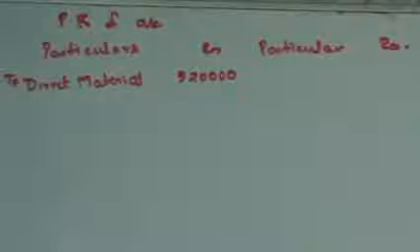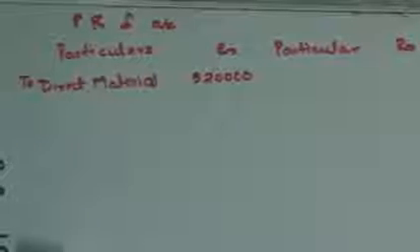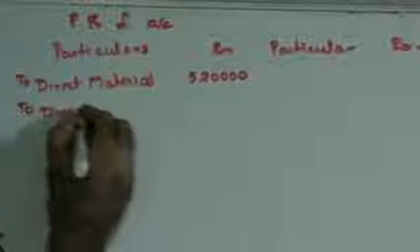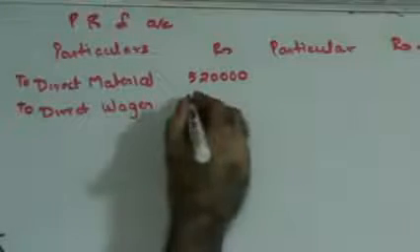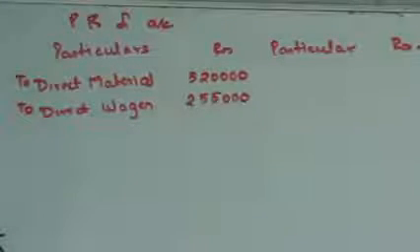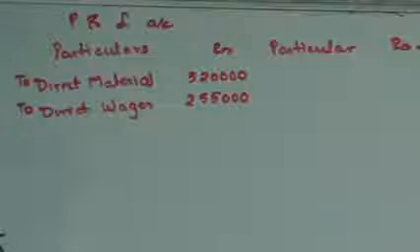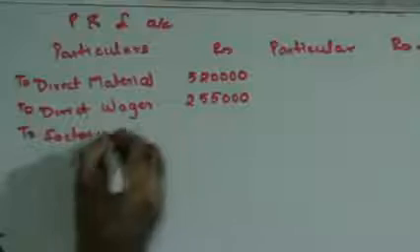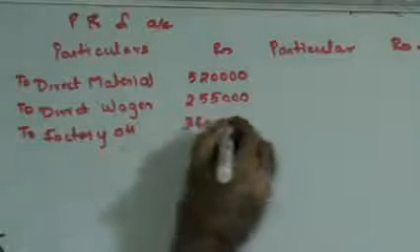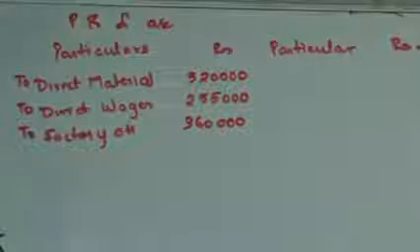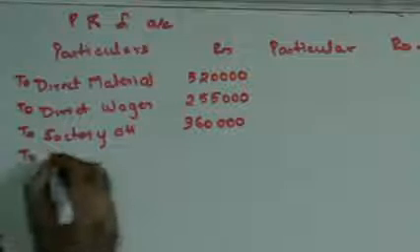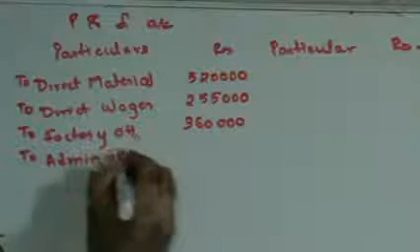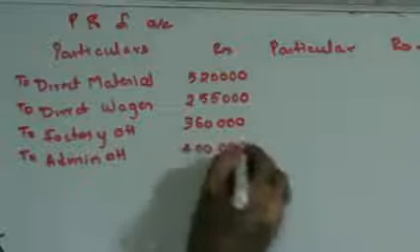Right? Next, direct wages is 3,000 man days at 85 rupees per man day. So 3,000 into 85 will be 2,55,000. To direct wages is 2,55,000. Right? Next, to factory overheads. Factory overheads is given to you as 3,60,000. Next, to administrative overheads is given to you as 4 lakhs. To admin overheads is 4 lakhs.